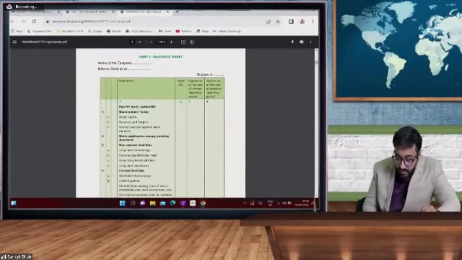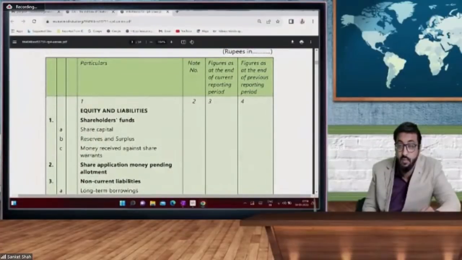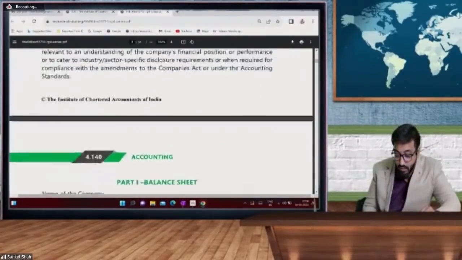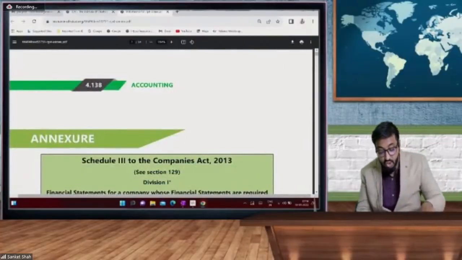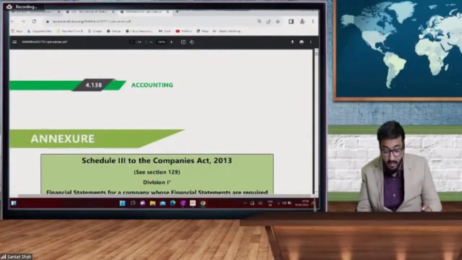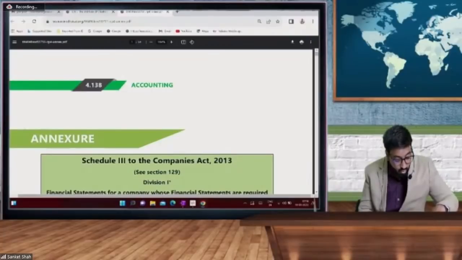So you can see here, there is a balance sheet pro forma. You can copy it afterwards. What I downloaded is the annexure part. So on page number 4.138, the annexure is there. Annexure means addition. Additions are there. So this is called an annexure. So annexure, you can download afterwards, my friends.